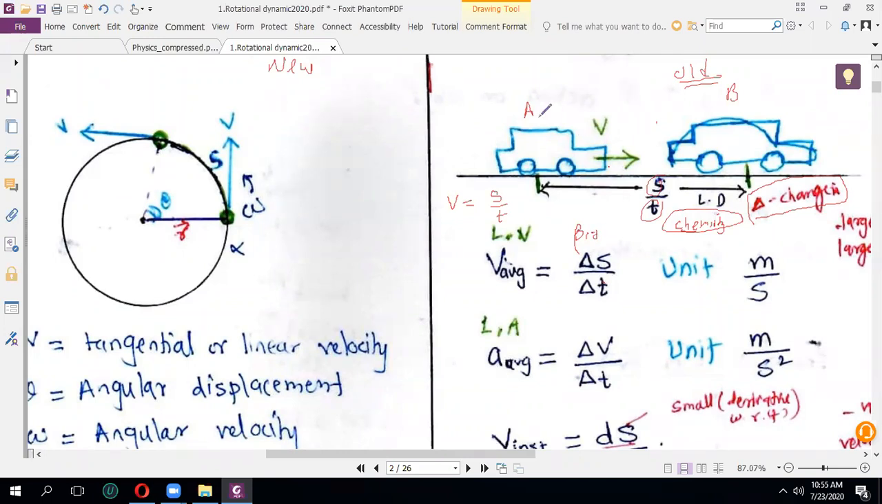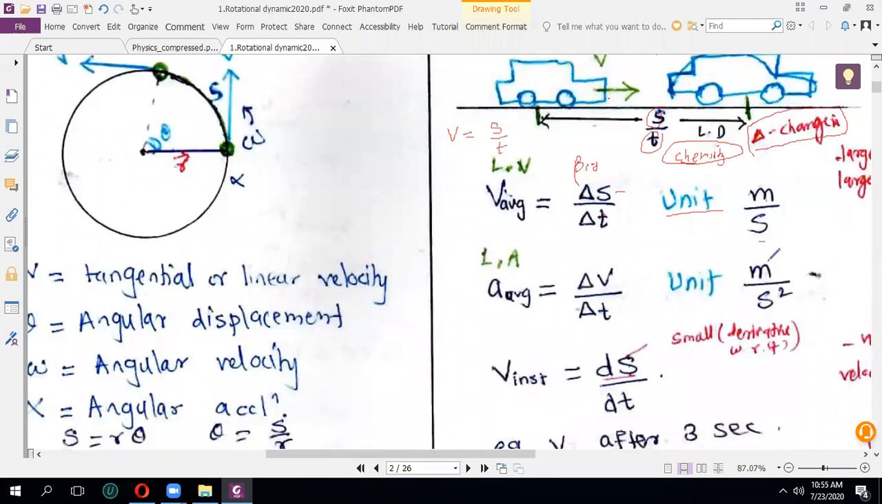See, the car is starting from position A and reaching position B. They cover a large distance. Now, if they cover a large distance, we represent it by delta. This is called the average velocity. How to find the unit is very easy. Distance unit is meter and time unit is second. So the unit is meter per second. How to find the unit? With the help of the formula. It's very easy. Don't mug up the unit.